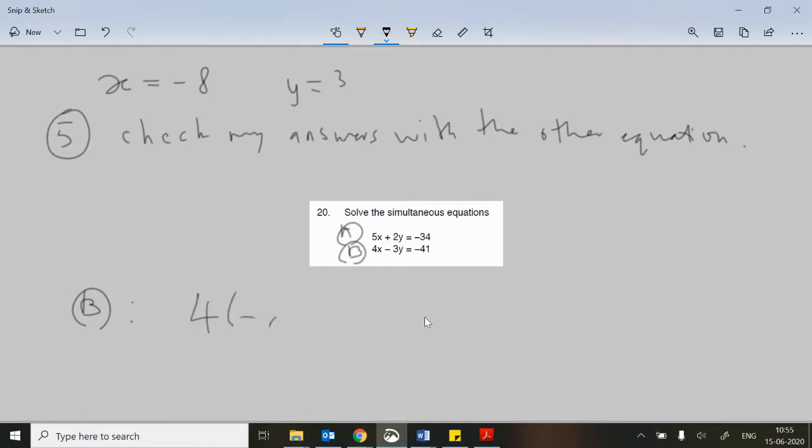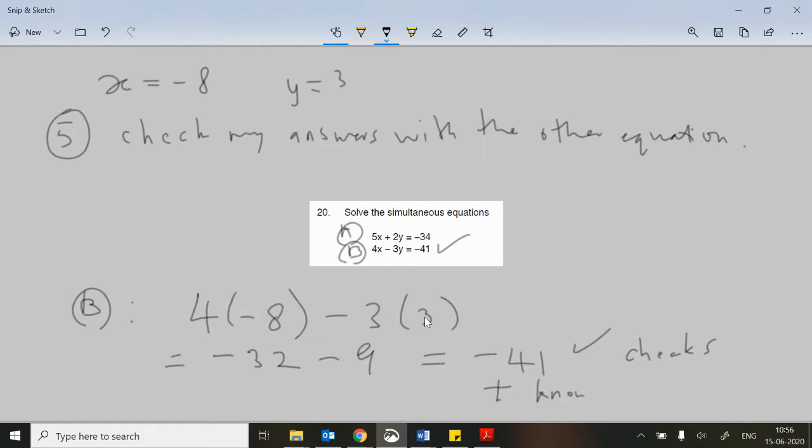So we're going to do 4 times -8 minus 3 times 3. Let's work that out. 4 times -8 is -32. Then we've got -9 there. That equals -41. And I can see that checks. So it checks. And so then I know I'm right.